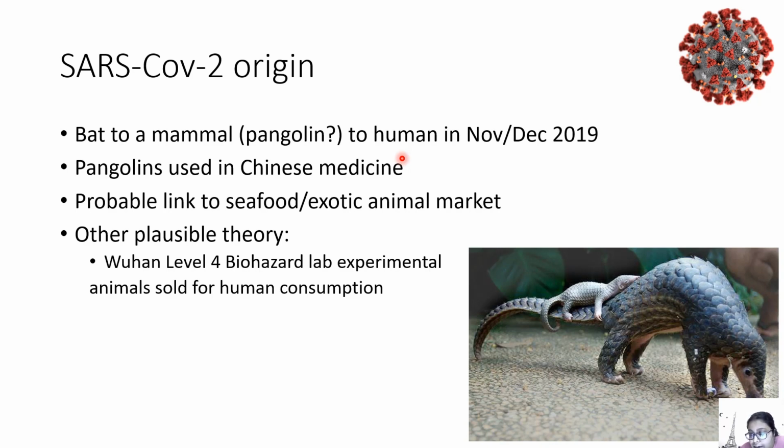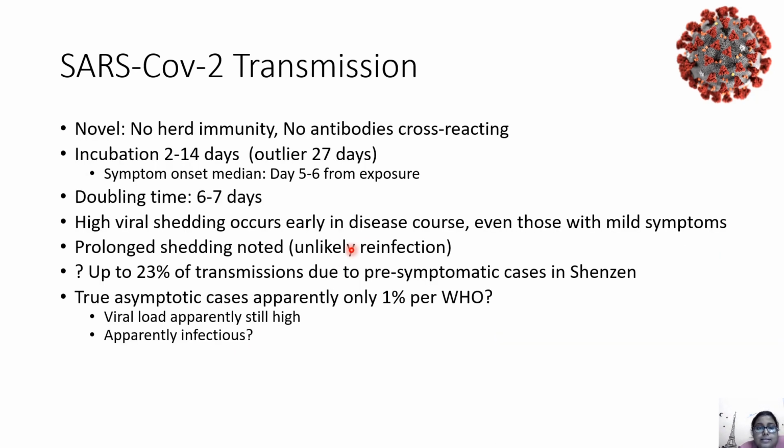A zoonotic virus is a disease or infection that can be transmitted naturally from animals to humans, or vertebrate animals to humans, or from humans to vertebrate animals. Okay. So SARS-CoV-2 is apparently a zoonotic virus. Okay, because COVID-19 caused by the SARS-CoV-2 most likely originated in bats and was transmitted to humans through a possible intermediate host. Okay, so that is also SARS-CoV-2 transmission.